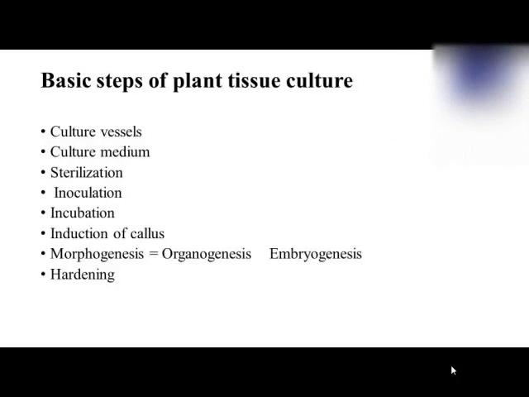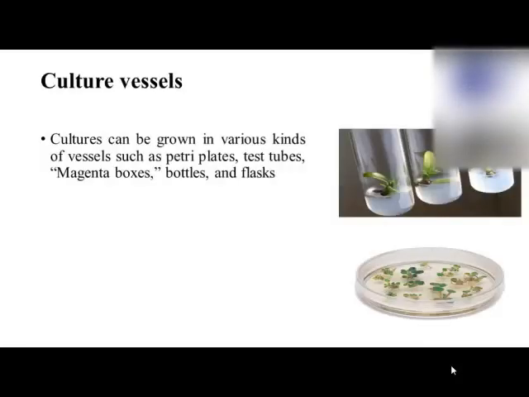Now we will discuss what the basic steps of plant tissue culture are. Firstly, selection of culture vessels and culturing media. Then we will discuss the sterilization technique, the inoculation technique and how it is done. Then we will discuss the incubation and how long it is required for a particular type of plant species. Then we will discuss induction of callus. Then we will discuss morphogenesis, both organogenesis and embryogenesis. At the last we will discuss hardening. Firstly, we will discuss culture vessels.